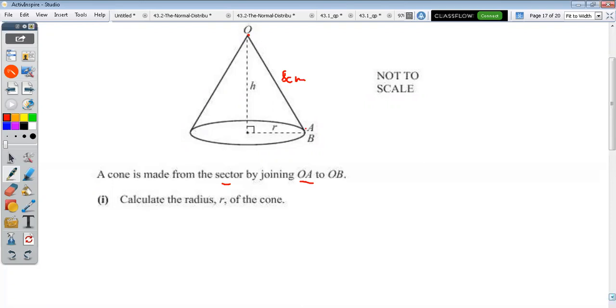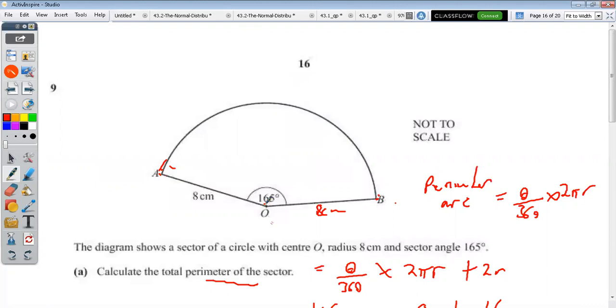Sir, aren't you supposed to use Pythagoras? Yeah. But how do you find the... yes, I agree, Pythagoras, that's what I said. But you use Pythagoras when you've got two sides. So which means we have to figure out what is the height. We are going to use Pythagoras, I agree. But I'm saying we are joining AO to OB to make a cone. I don't know whether it makes sense. So if we join them, we make a cone. So what will be the height?